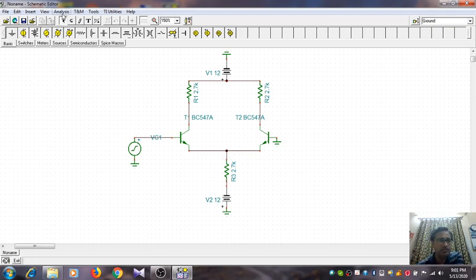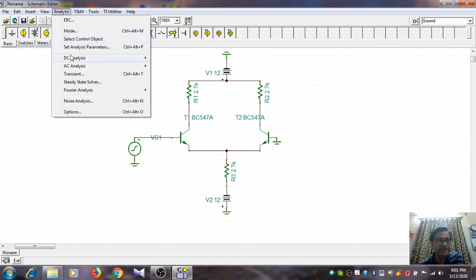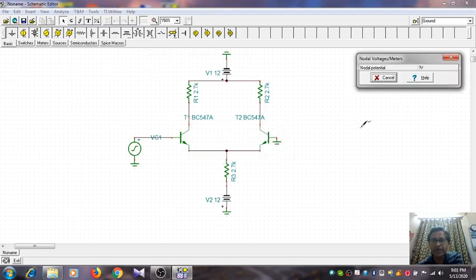So let's go to the DC analysis part. So now if we go to calculate the nodal voltage. Okay, by means of a wire or probe we can see the different voltages. So here the voltage should be definitely 12 volt. You see the node potential is 12 volt. Here it is 6.37 volt. Here it is 6.37 volt, same voltage.